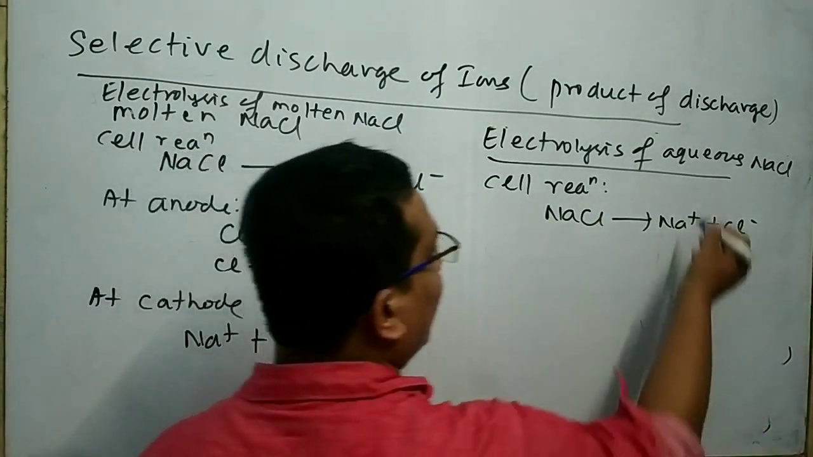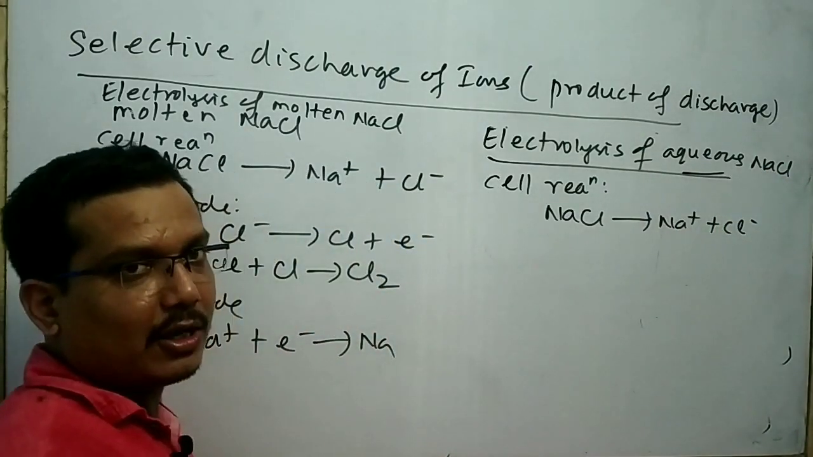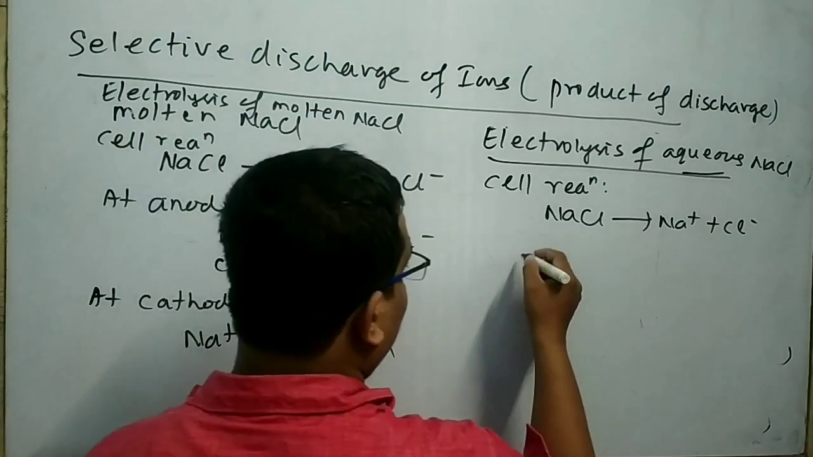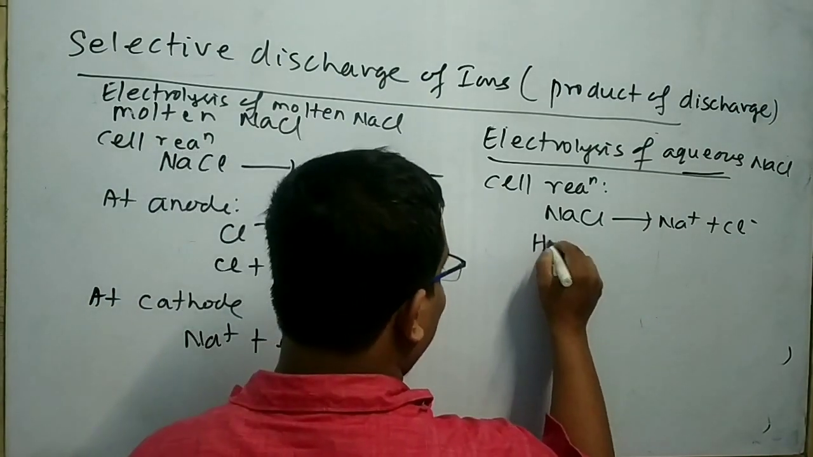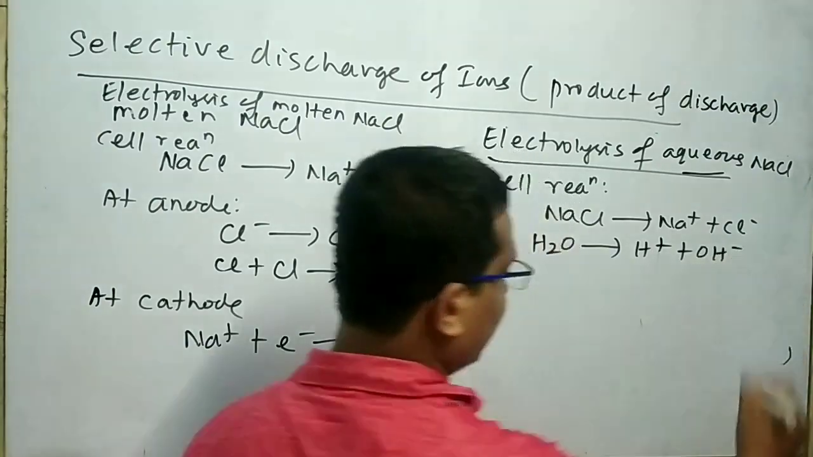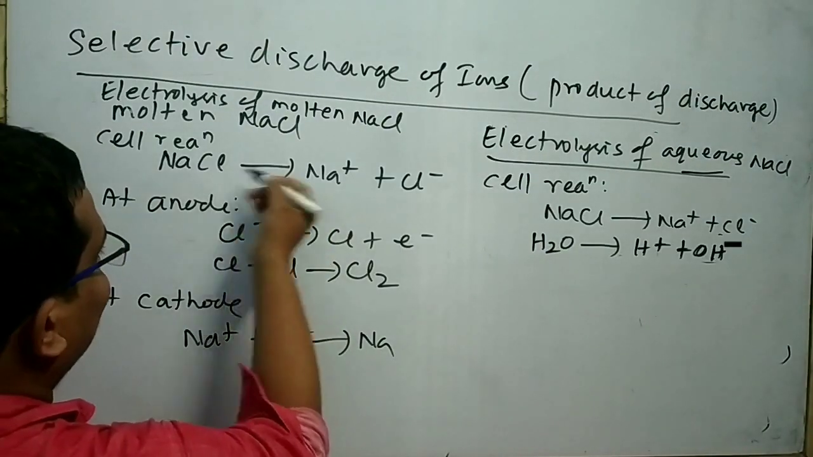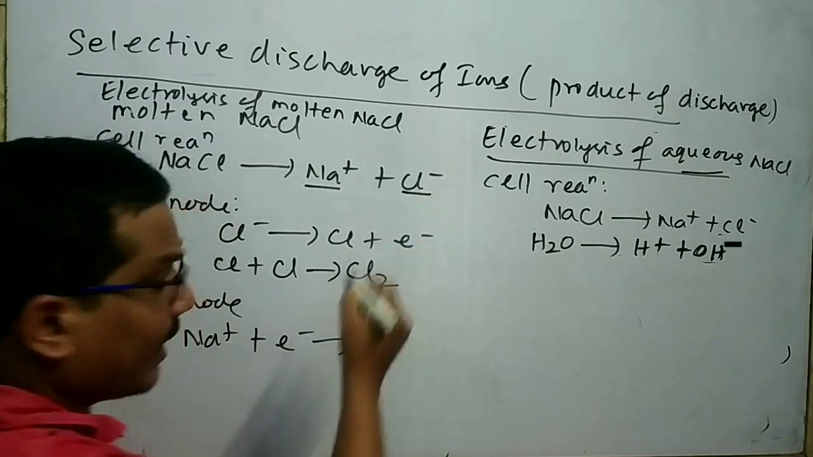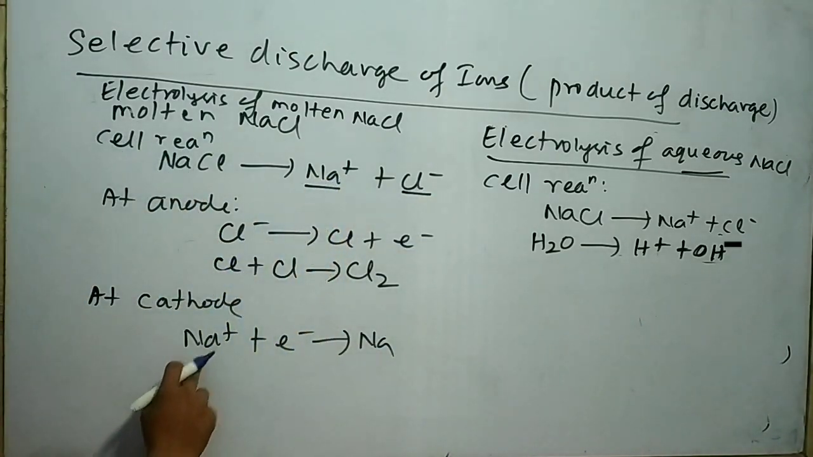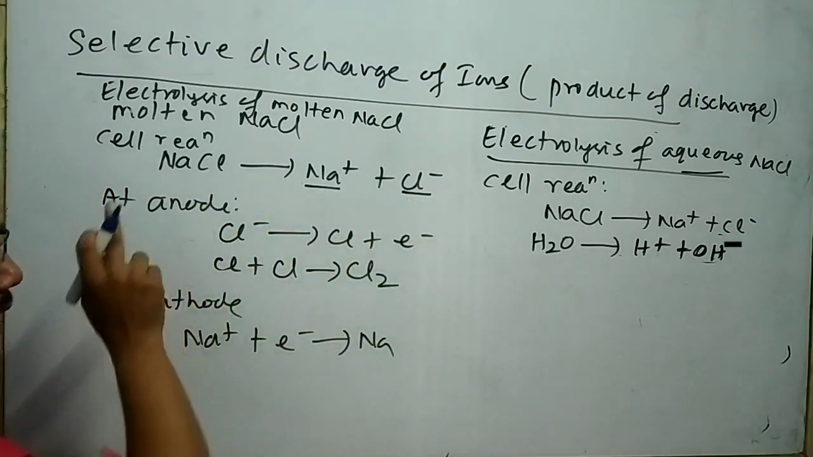Look at that, your water is taken. As a result, we are able to form the aqueous NaCl. So here we can also write another cell reaction, that is H2O gives H+ and OH-. Look at that. In this case, one cation and one anion are present, and this cation goes to the cathode, and this anion goes to the anode.